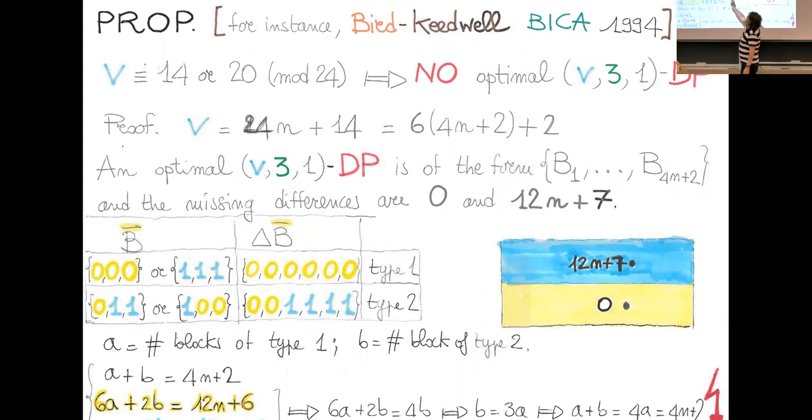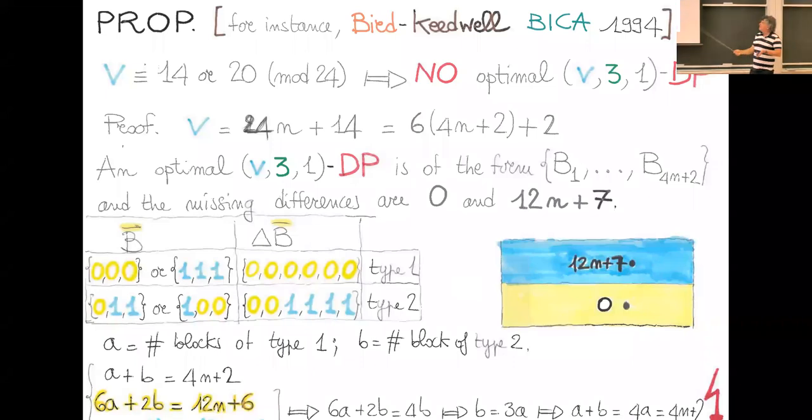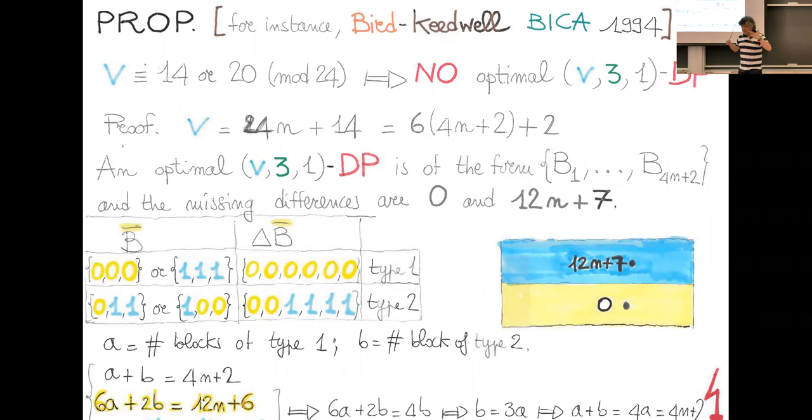so optimal packing, with block size 3. When v is congruent to 14 or 20 modulo 24, we have no optimal (v,3,1) difference packing. And also here, the proof, I'm sorry, I tried to be fast. It is very fast, but it is in order to make you understand the idea behind the strong difference families and more sophisticated topics.